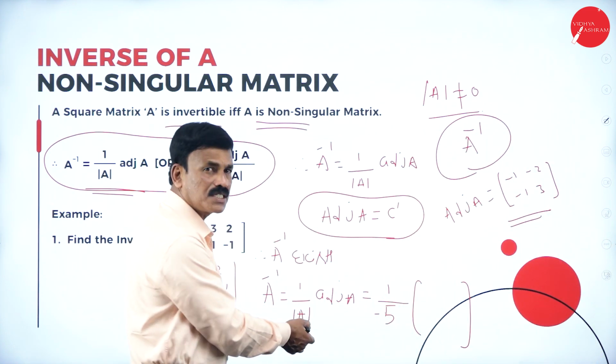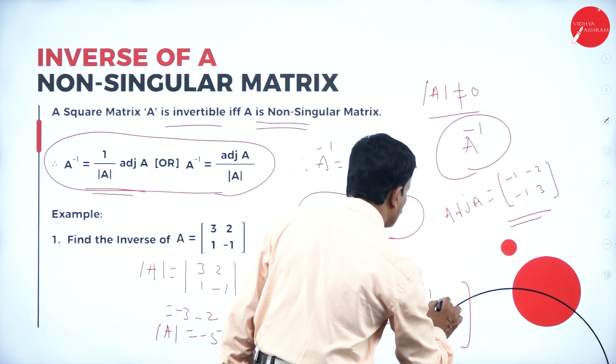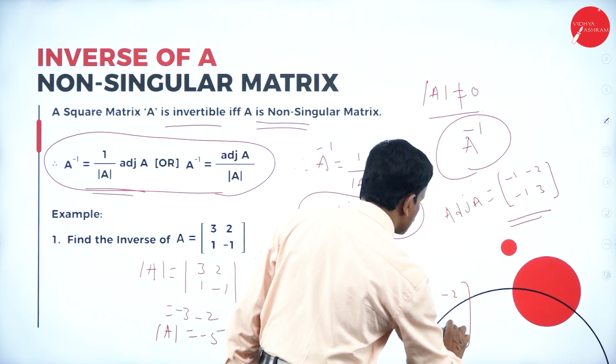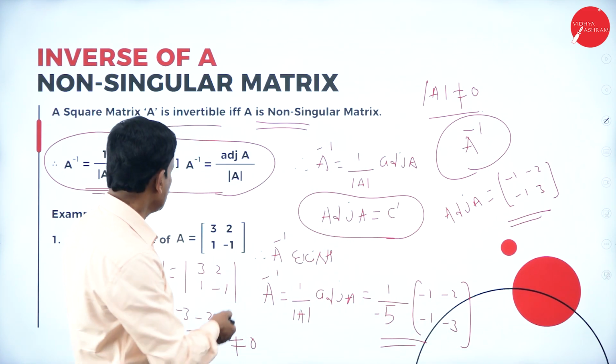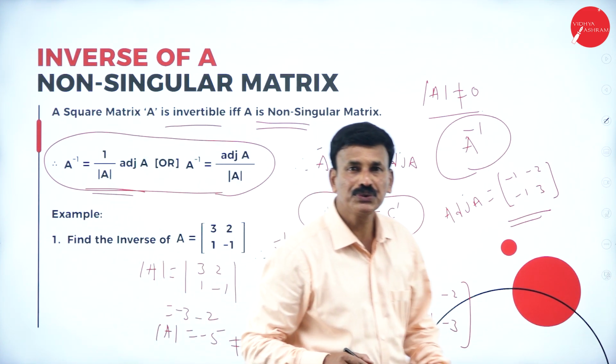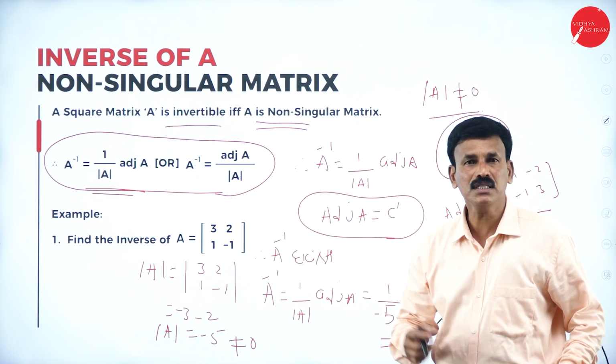Therefore, A inverse is equal to 1 over determinant, 1 over minus 5 into adjoint of A, which is minus 1, minus 2, minus 1, minus 3. That's it. This is the inverse of the given square matrix of order 2 rows 2 columns. Right. So this is how we are going to find the inverse.